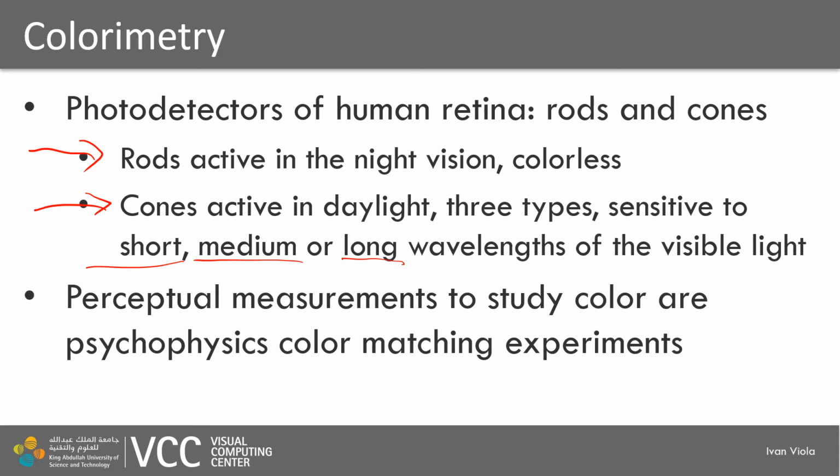For example, it is known that 5% of the male population is missing one of these cone types and therefore has a limited color vision. These individuals can still perceive some variations of color, but not the same as the majority of the population. And we refer to that as a visual deficiency, colloquially as color blindness.